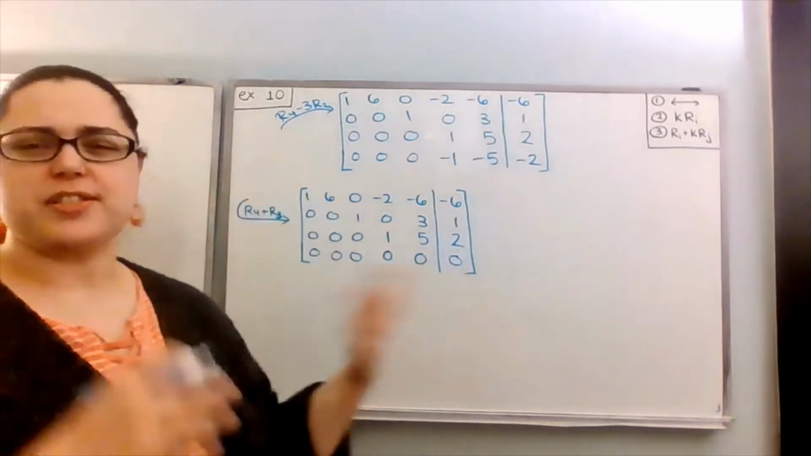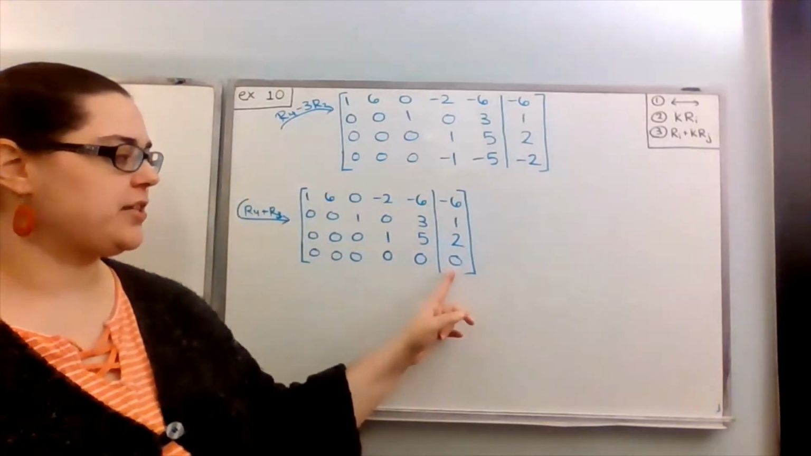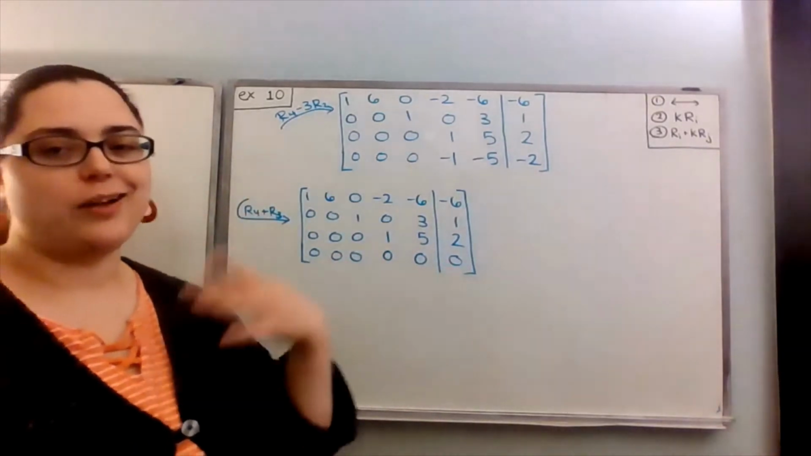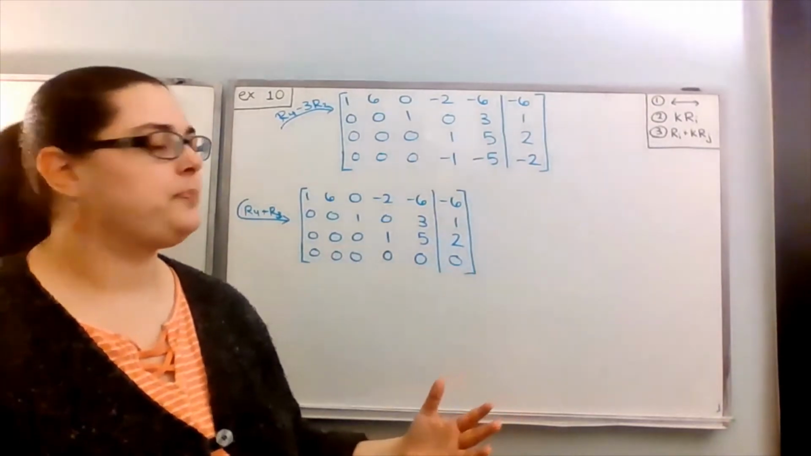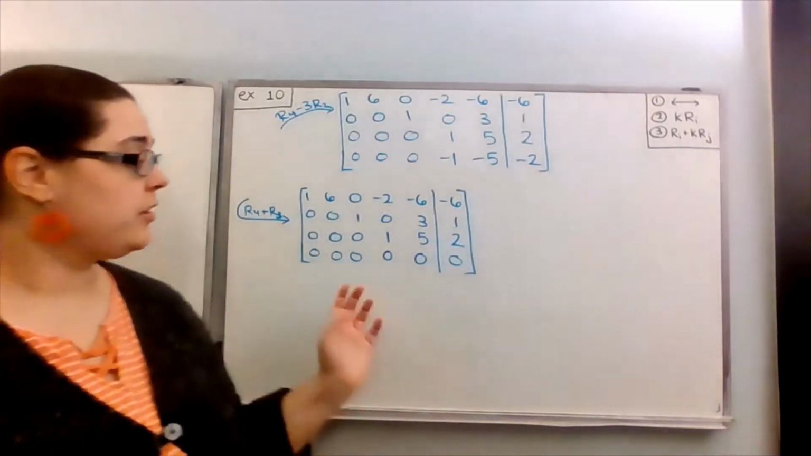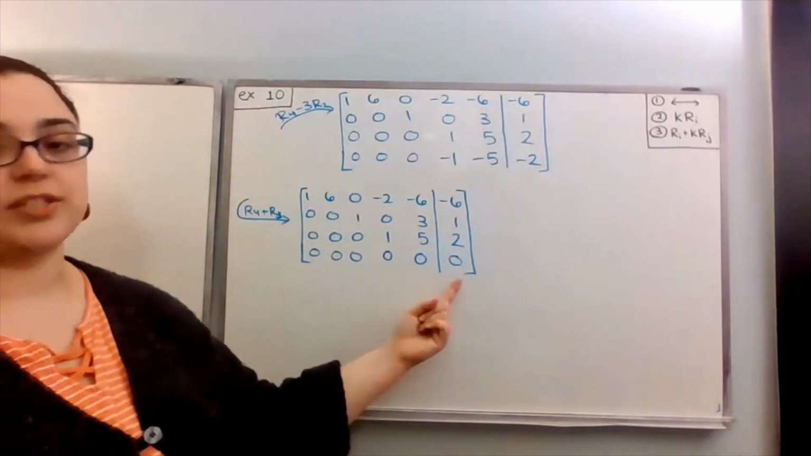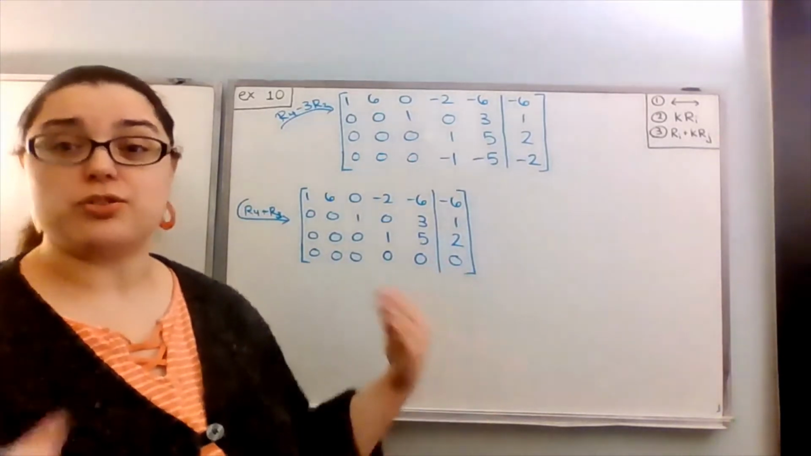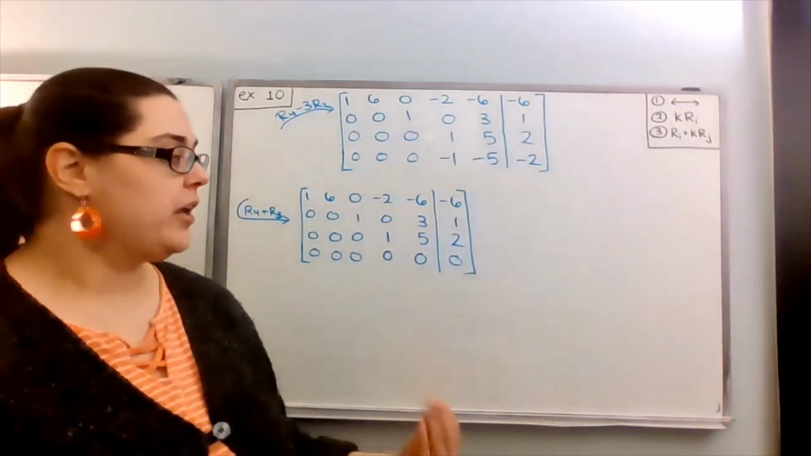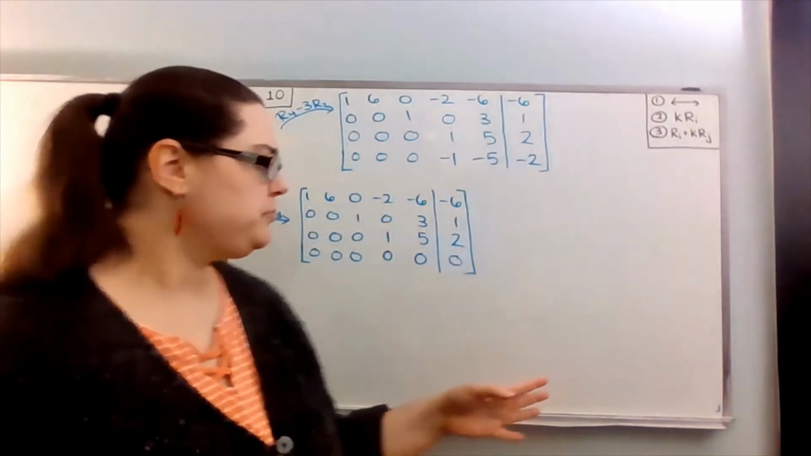We had a couple examples earlier where this number was not 0 and these were all zeros, and that resulted in an inconsistent system. In this case, what we're getting from this 4th row is just that 0 is equal to 0. That's a true statement, so this is okay for us to have. So no problem with this row.